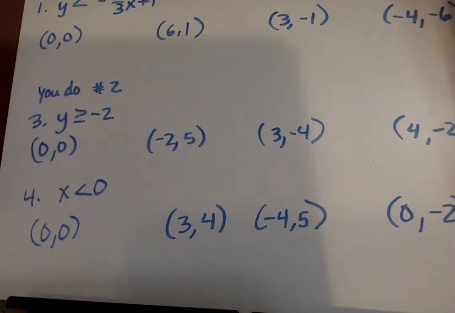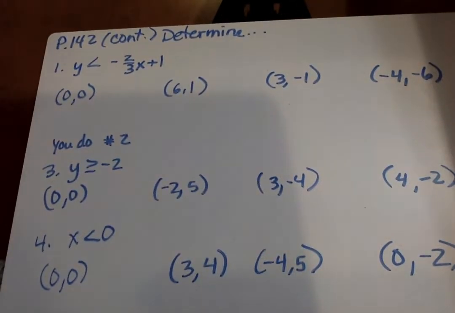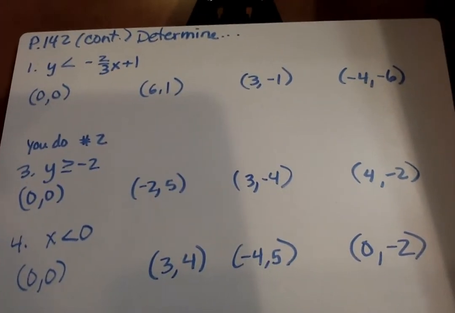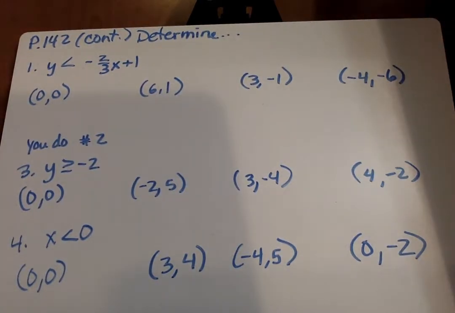Determine if each of the ordered pairs are solutions to the linear inequality. I'm going to move this back up. Hopefully you can still see that okay. Need the hall light on because it looks dim.